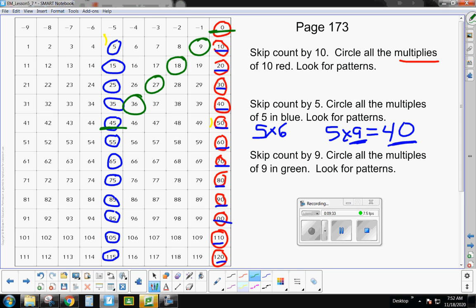45. Go ahead and skip count 9 more. 54. Skip count 9 more. 63. Skip count 9 more. 72. Skip count 9 more.